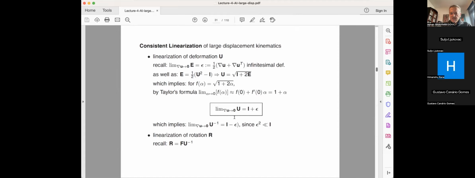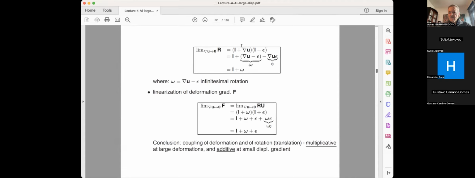So using this result, for the linearization of F, I can write that the linearization of R is identity plus nabla U, multiplied by the linearization of U minus 1, which is identity minus epsilon. That becomes identity plus nabla U minus epsilon, which is nothing but omega. And here nabla U times epsilon, all these are small, so you can neglect them. So I can see the linearization of the large rotation is identity plus omega, being the infinitesimal rotation, which is the skew-symmetric part of the displacement gradient. So at the end, this is the main message of the large deformation, large displacement kinematics.